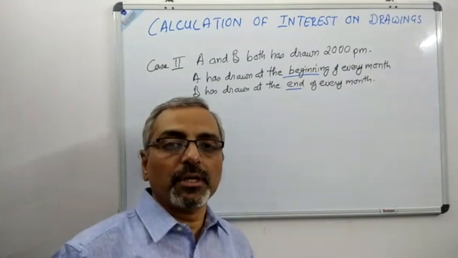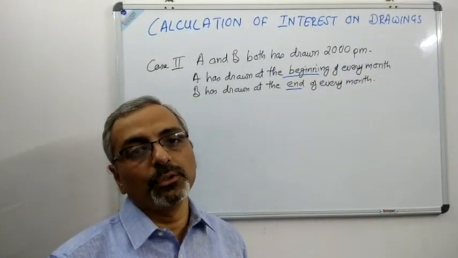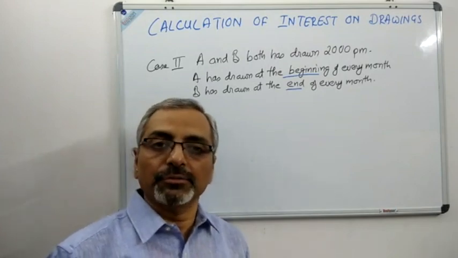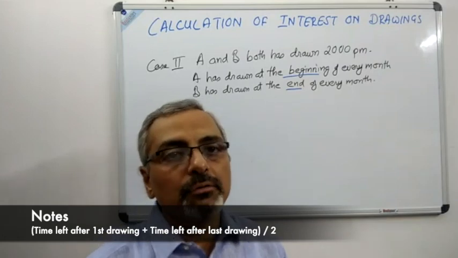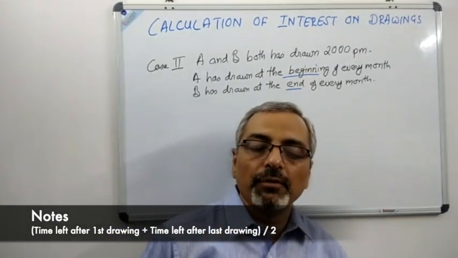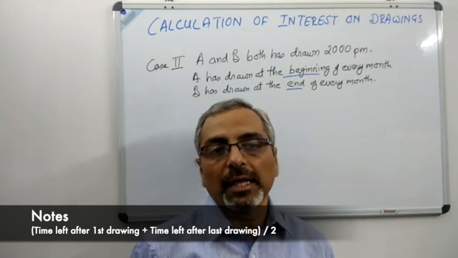Always remember this, that whenever the drawing is being made at a regular interval, the formula which will be used is the time left after the first drawing plus the time left after the last drawing, divided by 2. If you have already seen my presentations, if you have seen my other lectures, I have already explained to you in detail how the time will be calculated.